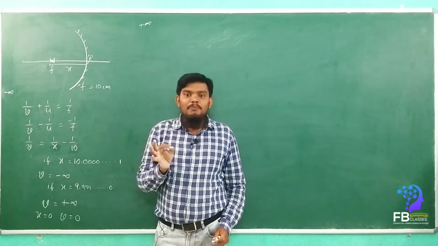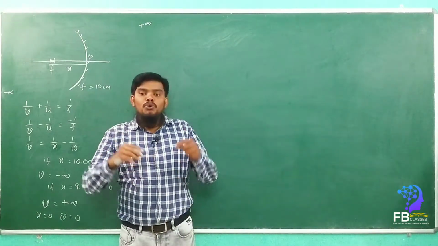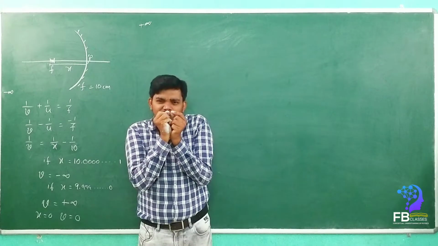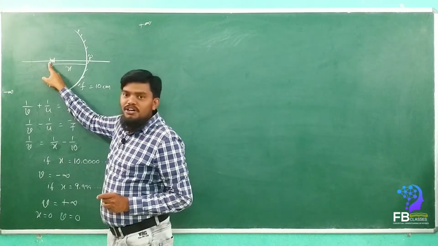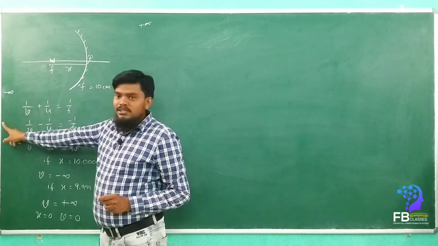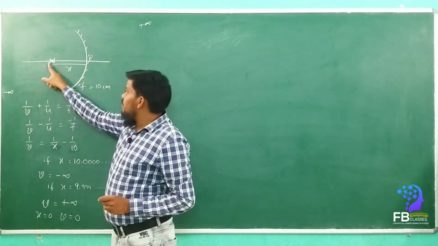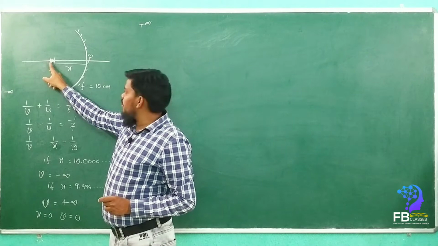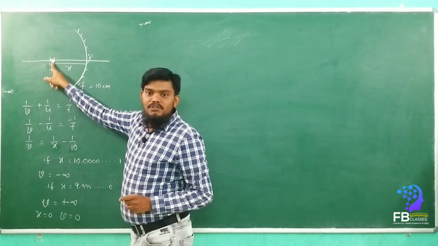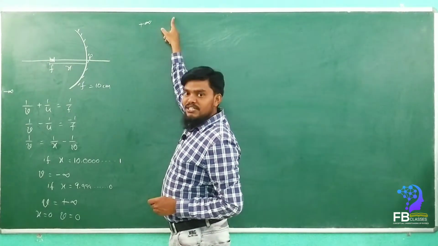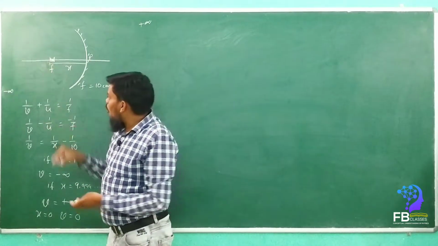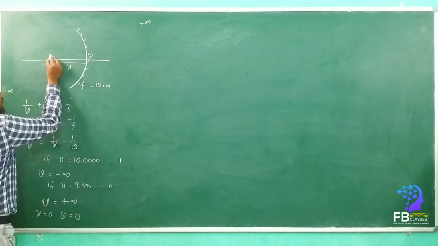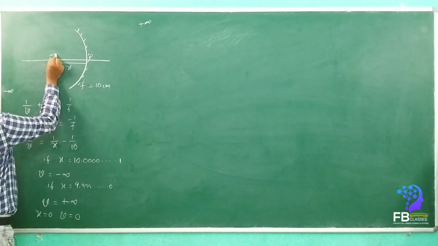So the f point will play a very crucial role. When the object is just behind the f, then the image is formed at minus infinity. If the object is placed just after the f, then what will happen? The image will form at plus infinity. That means the image is formed as the object moves only this much distance. Are you getting my point?